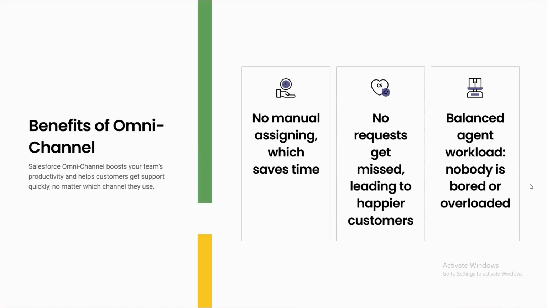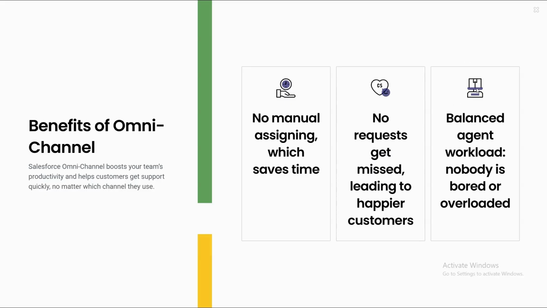In this slide, I will explain what the benefits of using Omnichannel are. The first benefit is no manual assigning. All the assignments of customer requests happen automatically in Omnichannel, which saves time. That means no manual intervention is there. Everything happens automatically. The second benefit is no request goes missing, and customers are happy. Every customer request gets addressed and a reply is sent to every request. That's why the customer is happy, because they know their case is being addressed and work on the case has started.